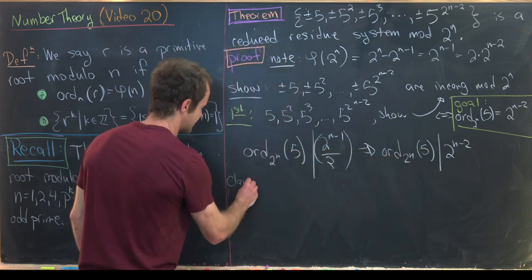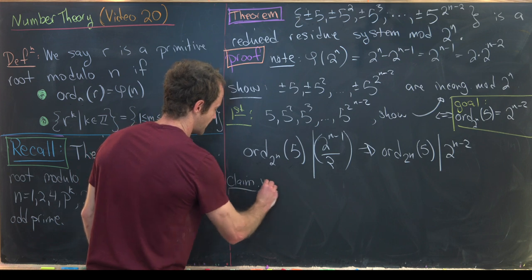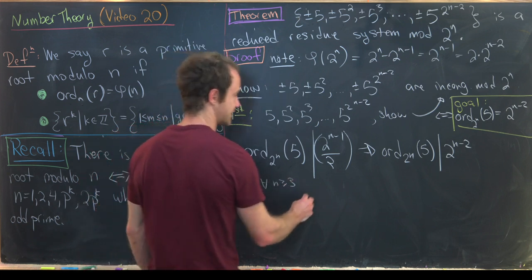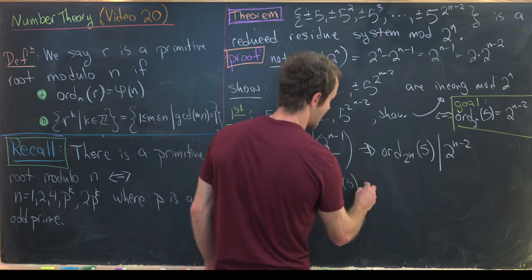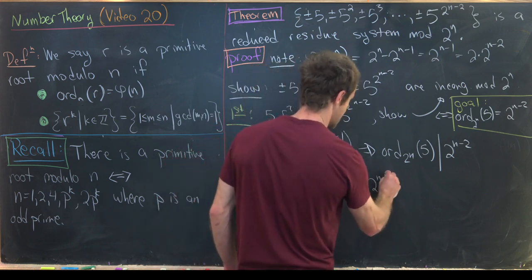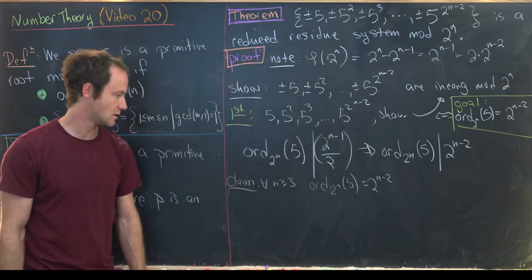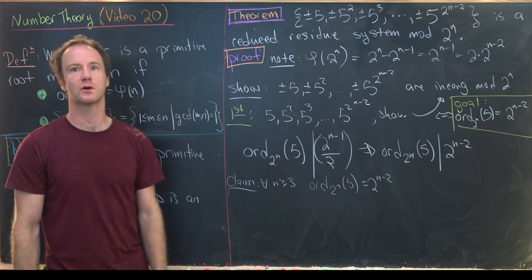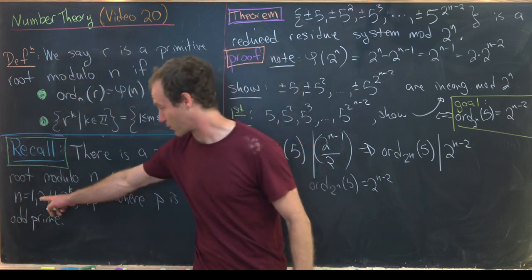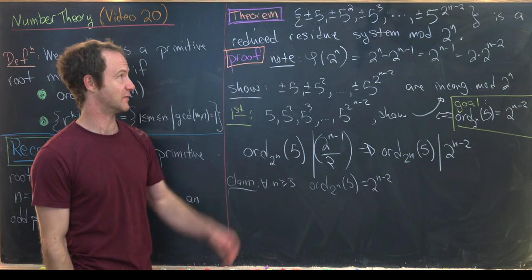So I'll write that here. We want to claim for all n bigger than or equal to 3, the order mod 2 to the n of 5 is equal to 2 to the n minus 2. Well, why n bigger than or equal to 3? Because if n is equal to 1 or 2, then we actually have a primitive root, so we're not in this setup in the first place.